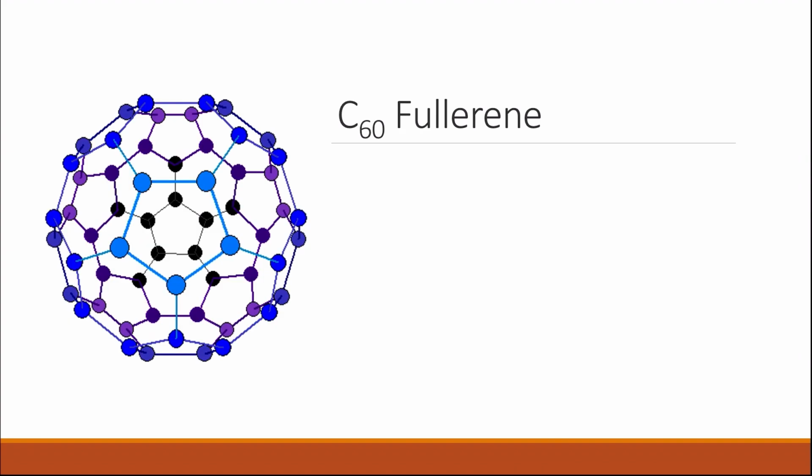C60 fullerene is another structure which is not a giant structure. C60 fullerene is a large covalent molecule. It's made up of only carbon atoms, and the number of carbon atoms within each molecule is 60. Each carbon atom here will form three covalent bonds with three other carbon atoms. That means there will be one free electron or one delocalized electron.